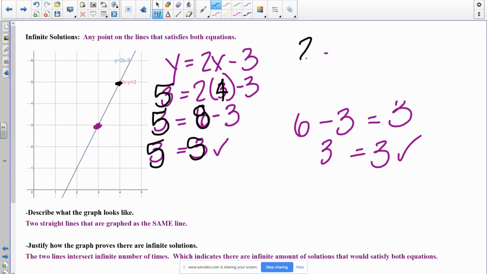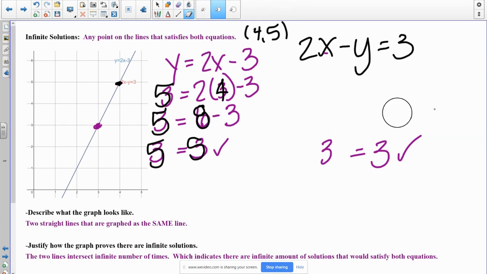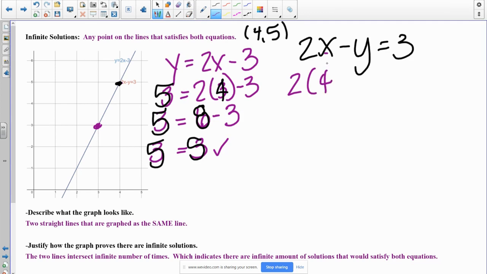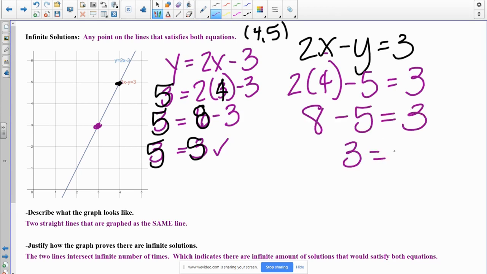So we have 2x minus y equals 3, and I'm checking the point (4, 5). I'm going to put in 4 for x minus 5 equals 3. So 2 times 4 is 8, and when you subtract 5, that does equal 3. So I can guarantee that the point (4, 5) satisfies both equations. I could sit here forever and do this, but I know that if they're sitting on top of each other, intersecting, there's an infinite amount of points that make that solution true.